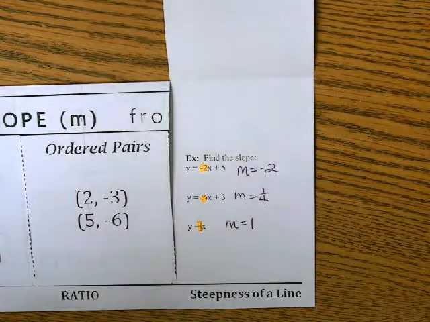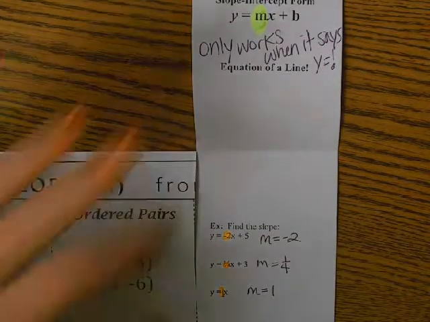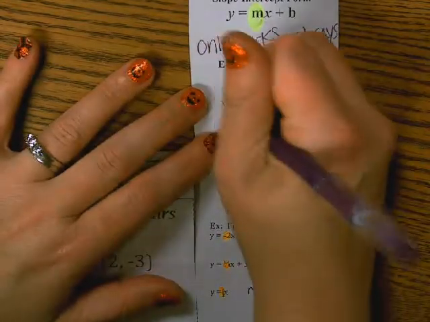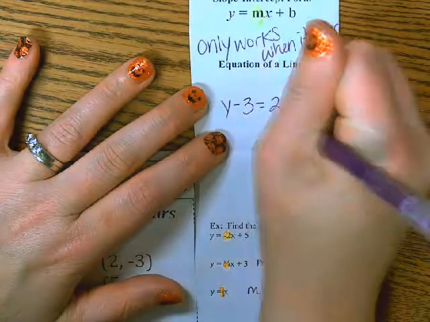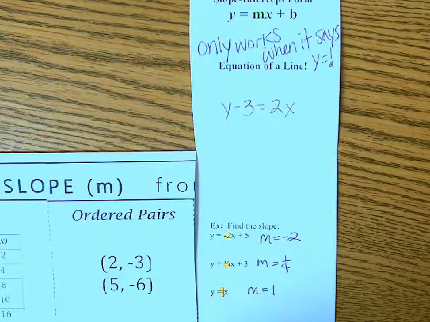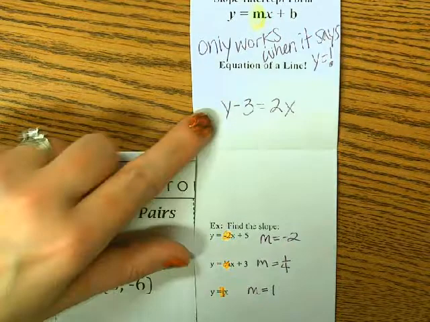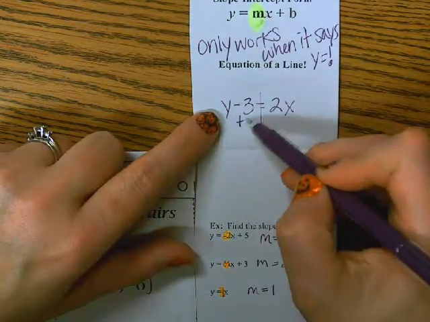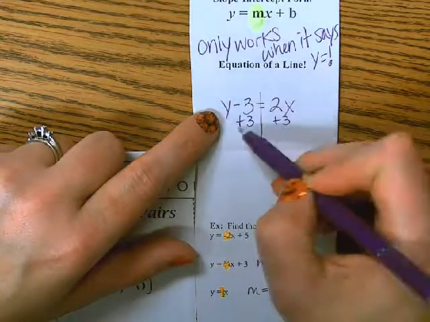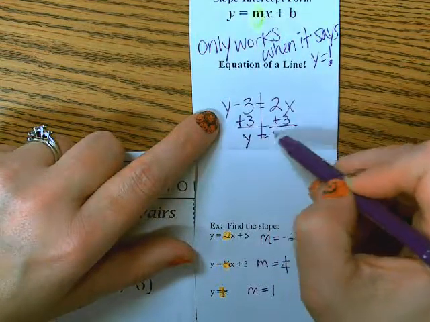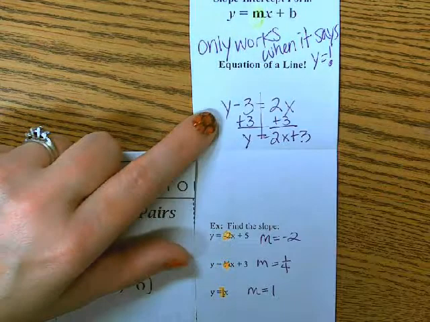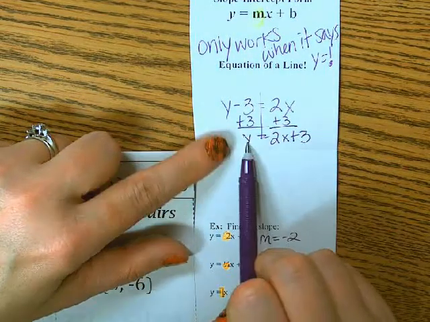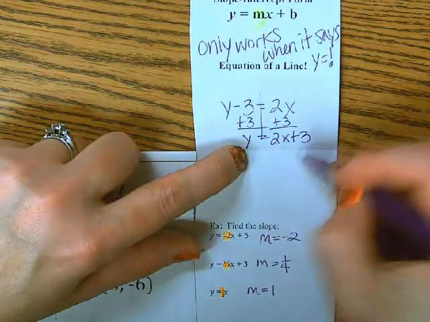Okay? Now sometimes you're going to get some tricky problems on today's assignment, and so you might have it say y minus 3 equals 2x. How would I figure out what the slope is for that? Well, remember it only works if it says y equals, so I'm going to have to add 3 to both sides. So y equals 2x plus 3, and then now it says y equals, so now I can trust that my slope is 2.